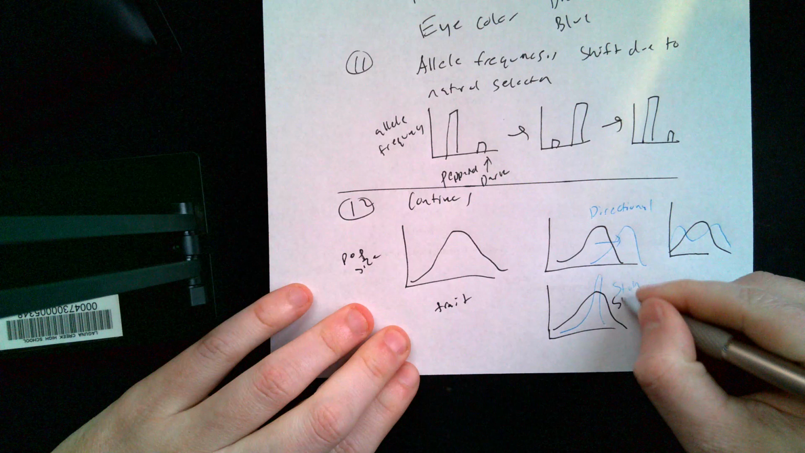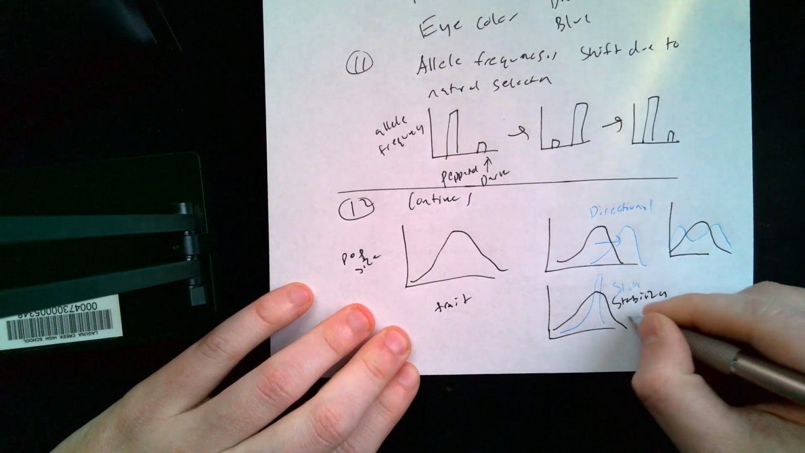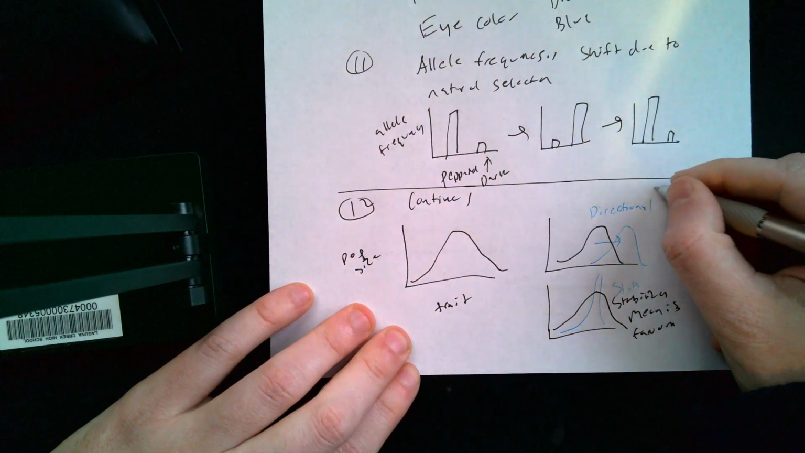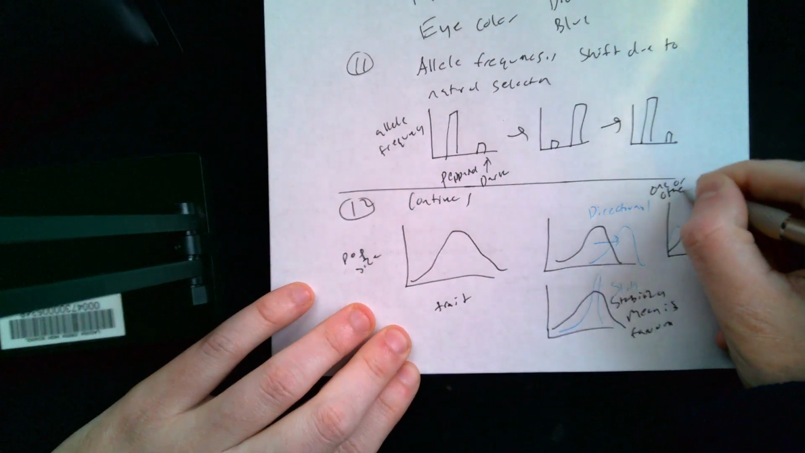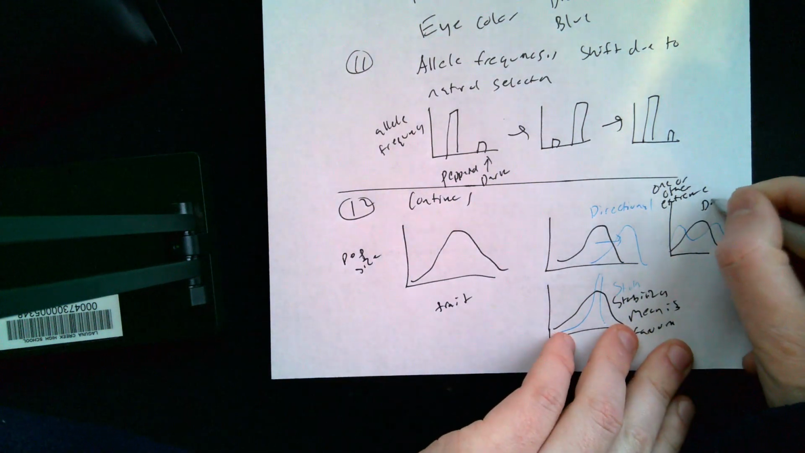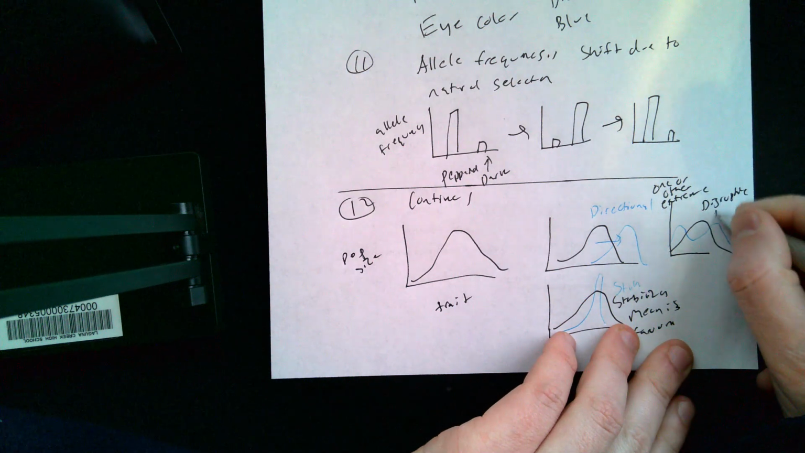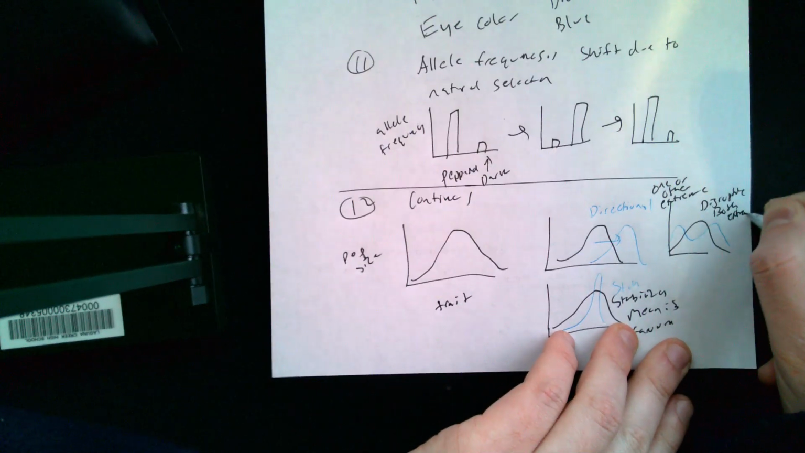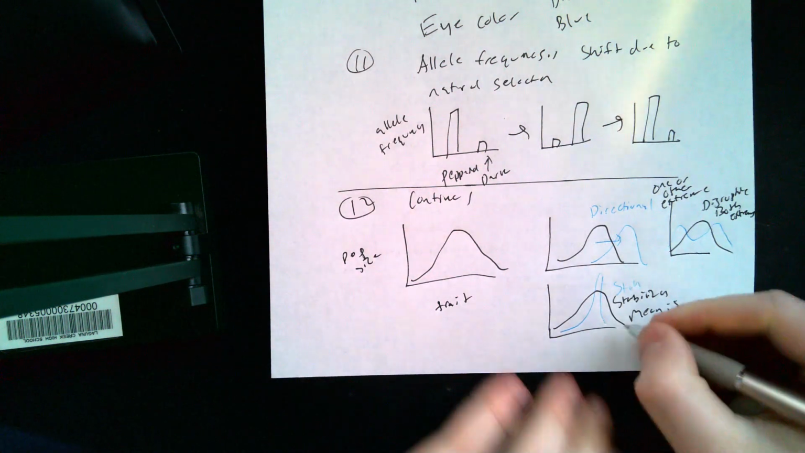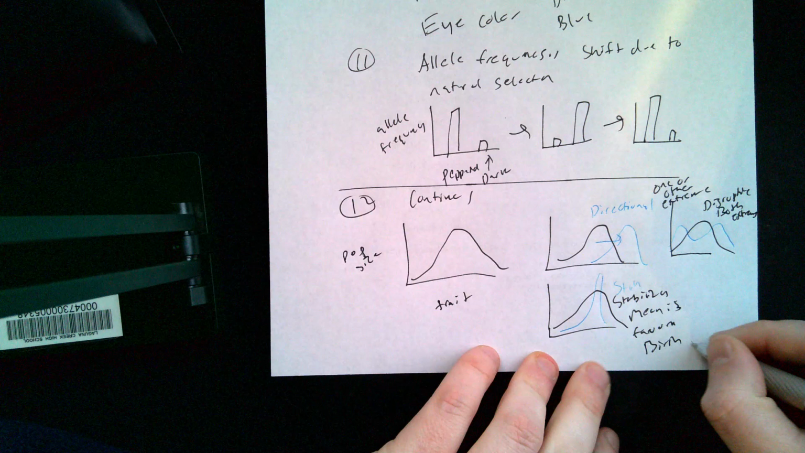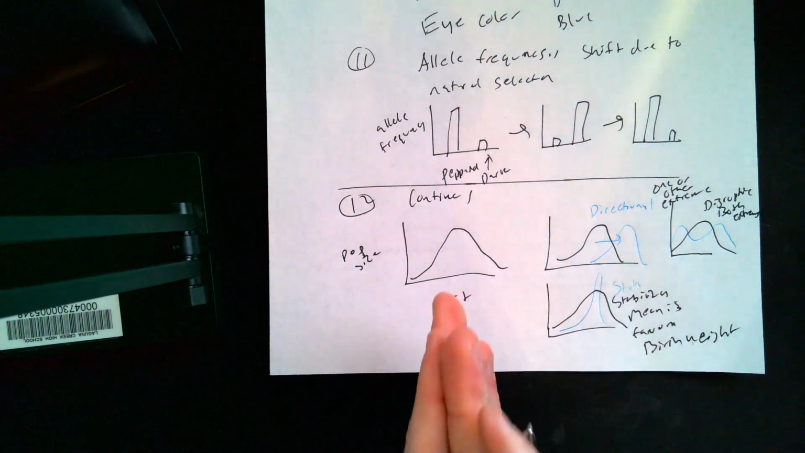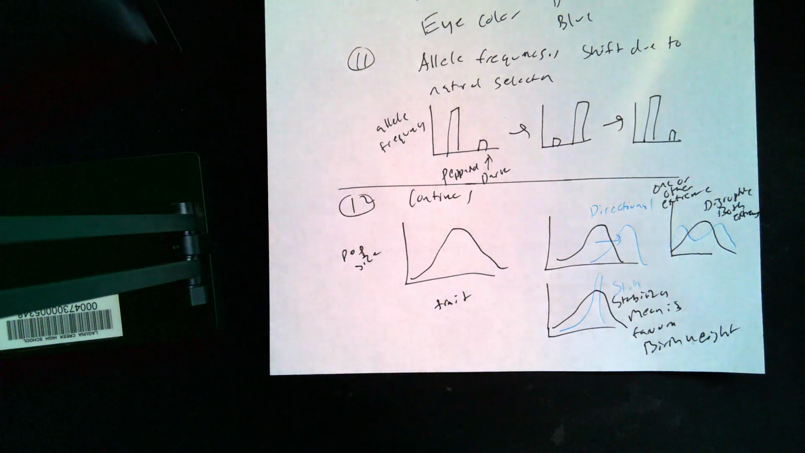So in this one, stabilizing, the mean is favored. Directional is one or other extreme. And in this one, disruptive, both extremes are favored. This one's probably the most rare. Directional is very common. That's what happens with the finches. Stabilizing is really common in birth weights. Right? So you want a very stable birth weight. Too big, you kill the mom. Too small, the baby doesn't survive. This is the same for seed size, birth weight of animals, etc.